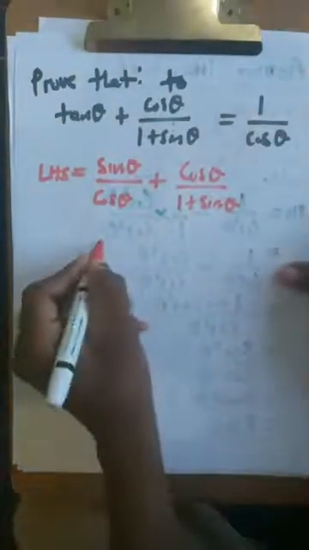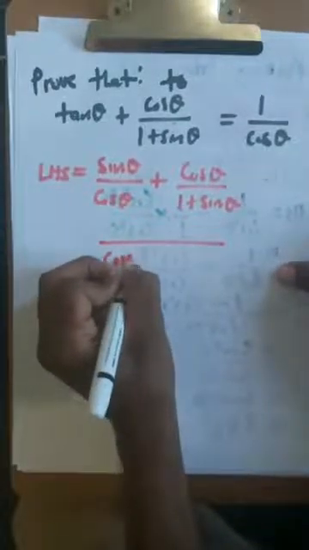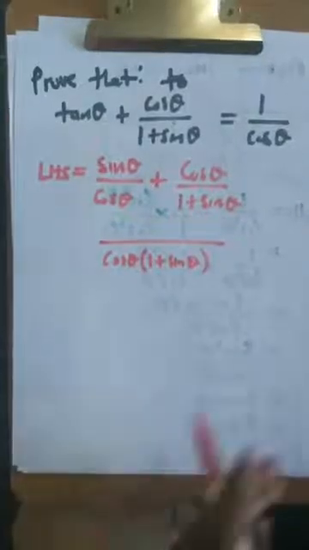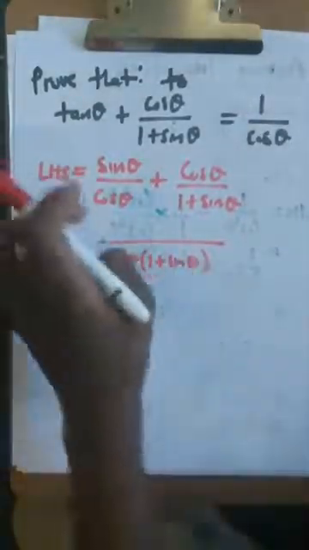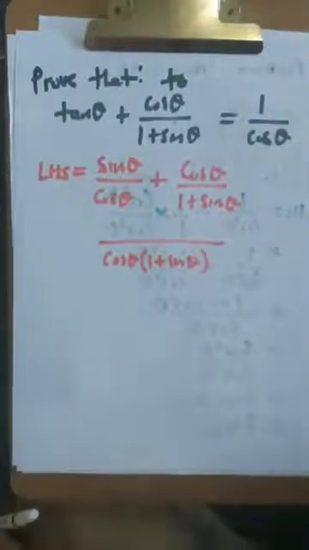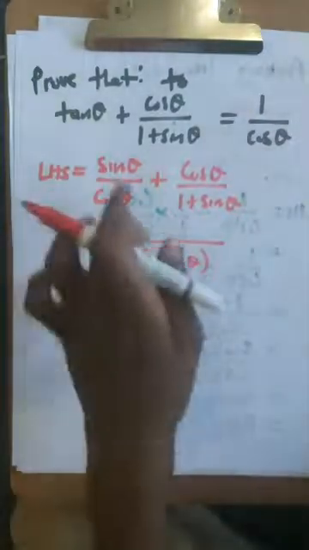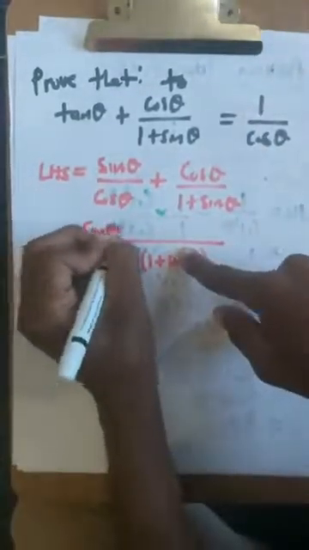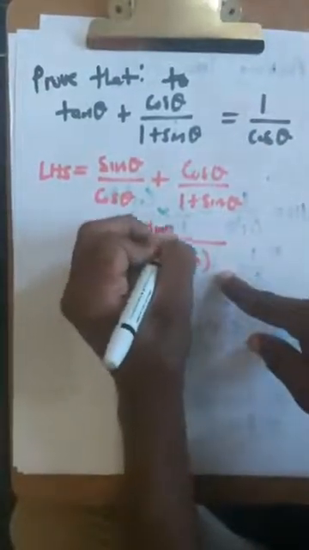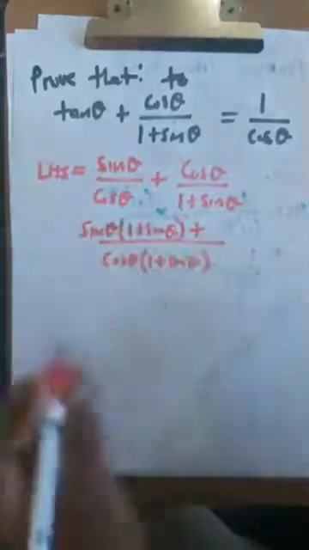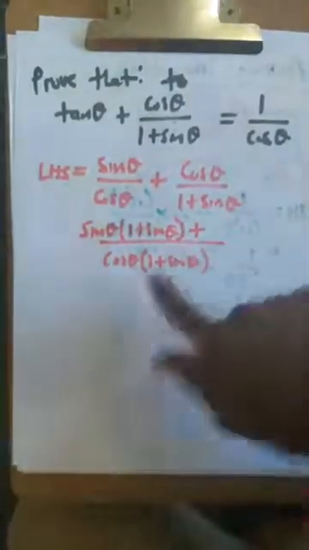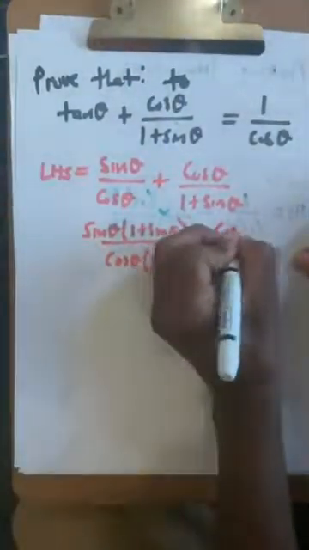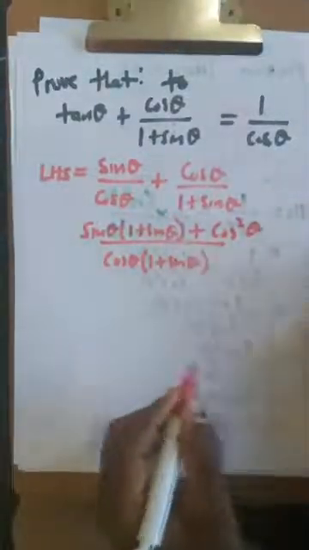Then from here, guys, the LCD is cos of theta times 1 plus sin of theta. Usually, for the LCD, how do we multiply the denominators? Then the first term, you cancel, and you are left with sin of theta times 1 plus sin of theta. Then plus, and for this one you cancel and you are left with cos square of theta.